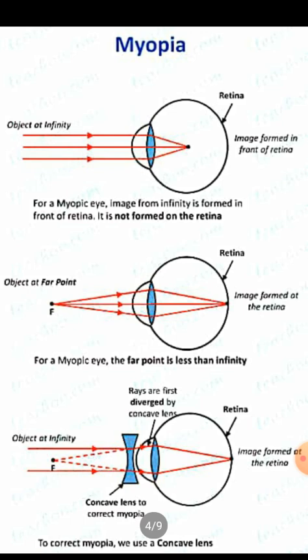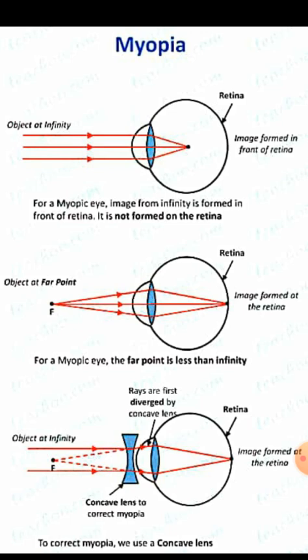You can see in the image the rays coming from a distant object are being focused in front of the retina and not on the retina. The far point of a myopic eye becomes less than infinity.